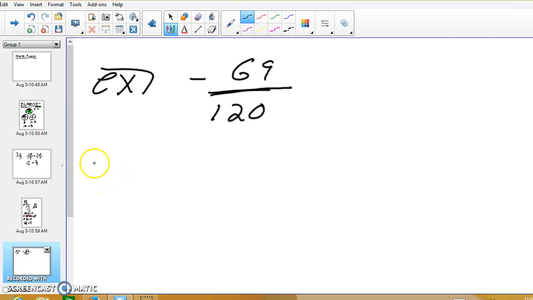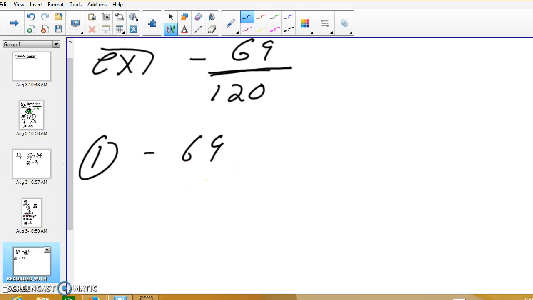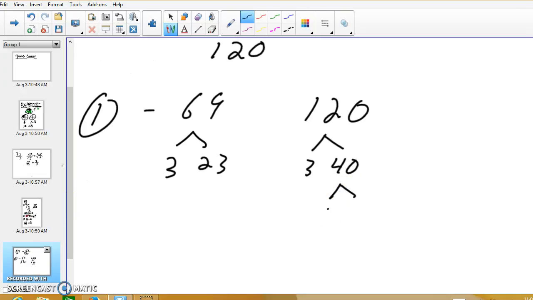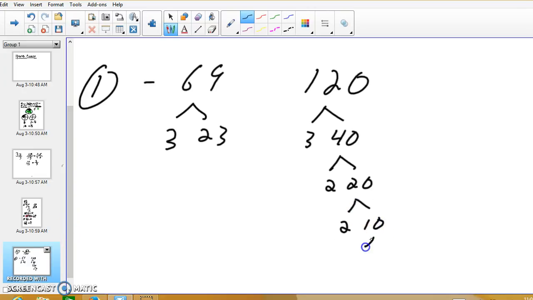Okay, let's go through this, see how you guys did. So again, the first step, find the prime factorizations. So we have negative 69. That can be split into 3 and 23. Then 120 can be split into 3 and 40, 2 and 20, 2 and 10, then 2 and 5.